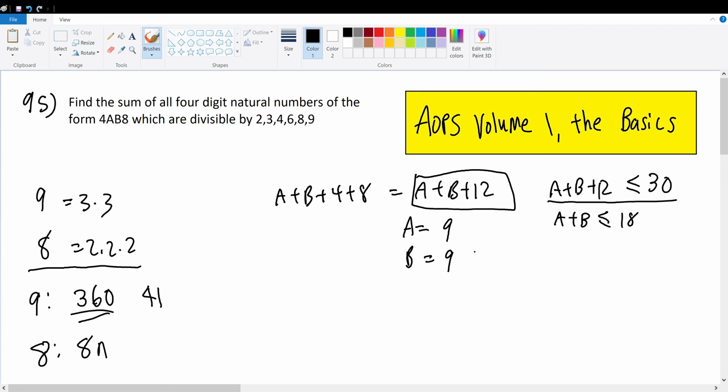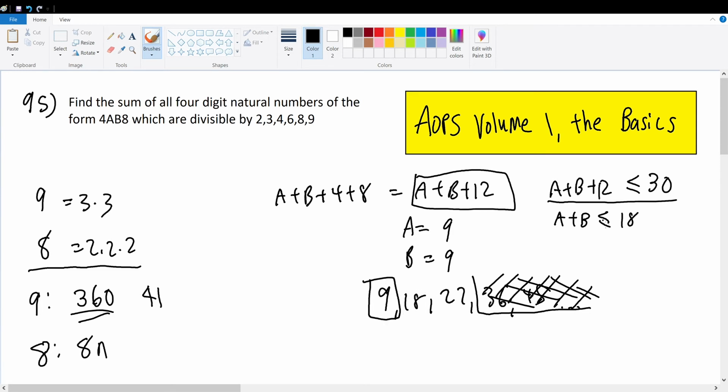With this restriction, we can finally begin to do some guessing, which is organized guessing, not just random guessing. Of course, this is AOPS after all. To do this, we know that a plus b plus 12 is a multiple of 9 because only multiples of 9 can be divisible by 9. So what are some multiples of 9? 9, 18, 27, 36, 45, and so on. But we know that a plus b plus 12, the summation of all 3 digits, must be at most 30. Therefore, we can ignore 36, 45, and onwards because a plus b plus 12 will never reach that area. We can also eliminate 9 because 12 in itself is already greater than 9. So 9 immediately becomes extraneous.